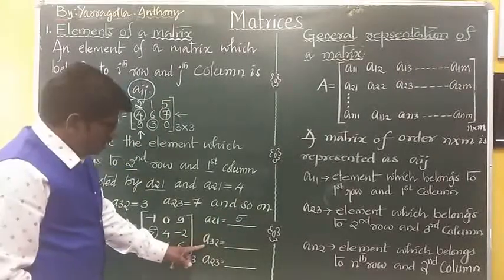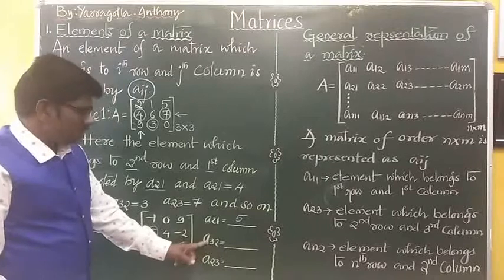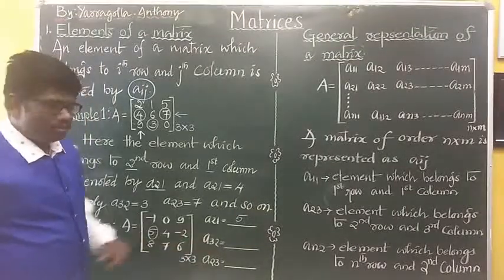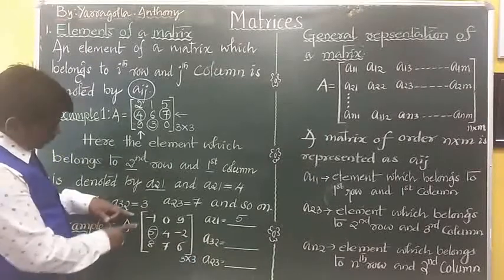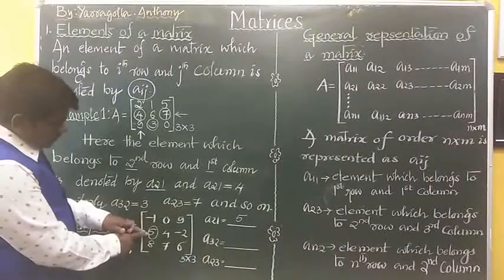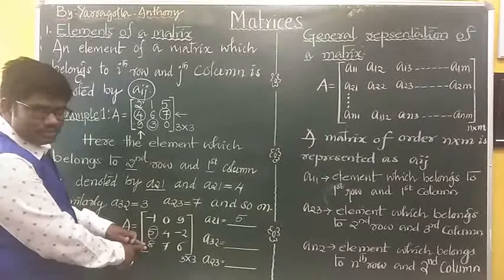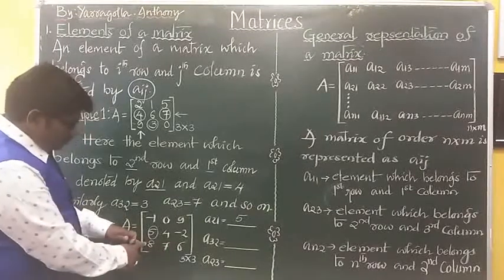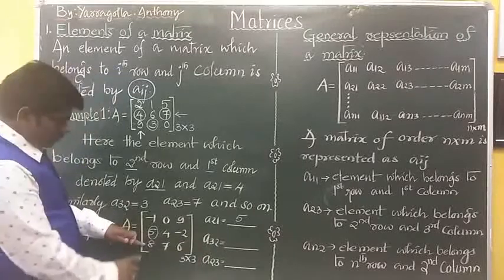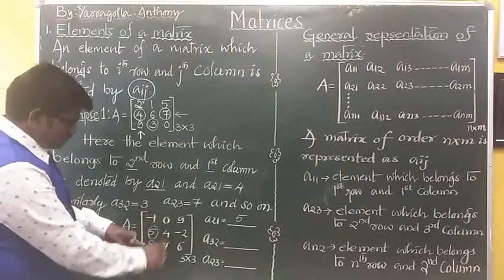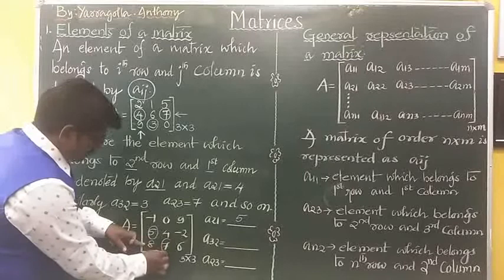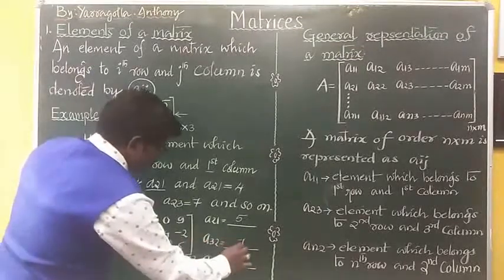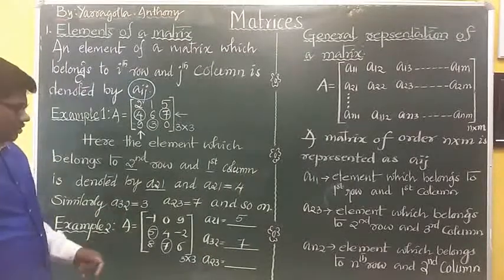Next, A32. That means the element which is in the third row and the second column. Let us see which is the third row here. This is the first row, second row, and this is the third row. In this third row, I have to select the second column. This is the first column, this is the second column. So the number here is 7, which comes in common.